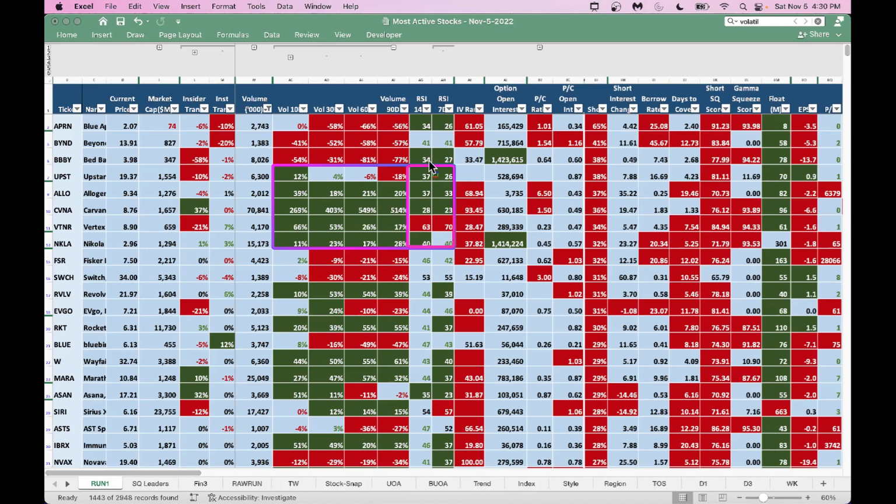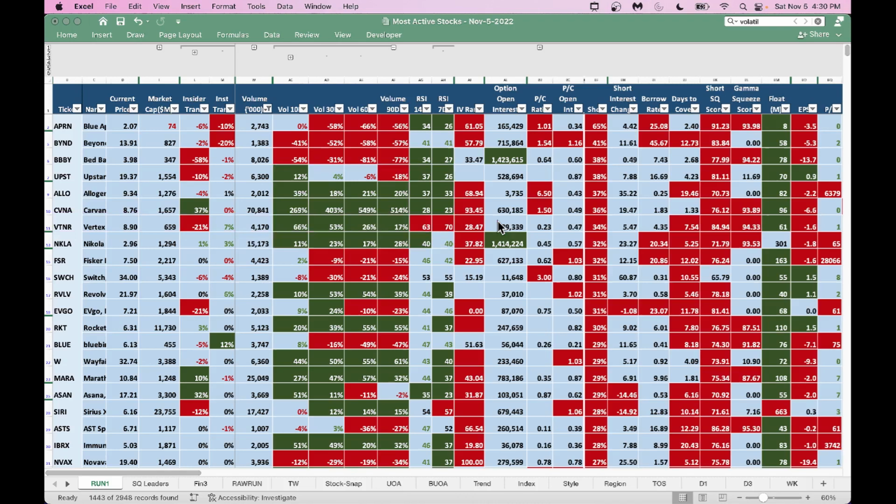Look, by looking at this, you can see the stock VTNR here, Vertex. Look, volume is picking up as well as RSI. 14-day is 63, but 7-day is 70. That tells you this stock is squeezing those short sellers and going higher.